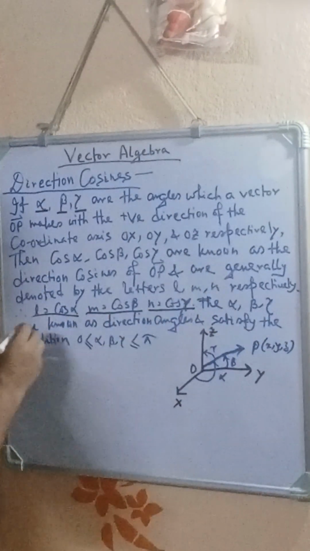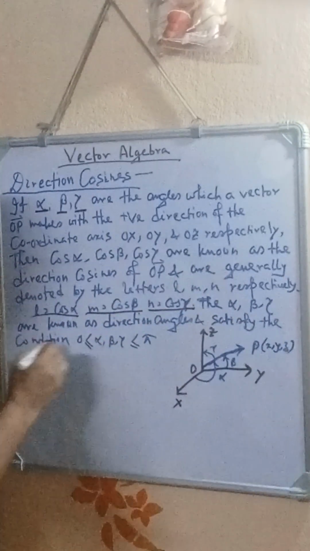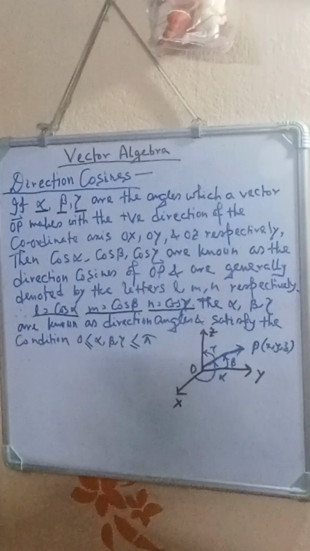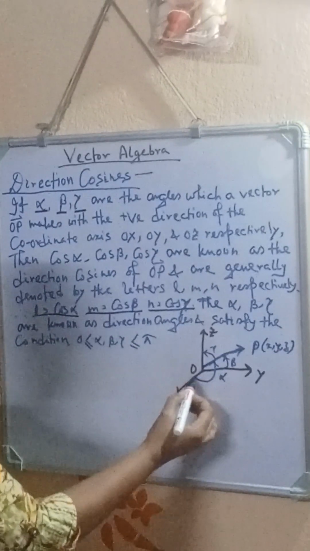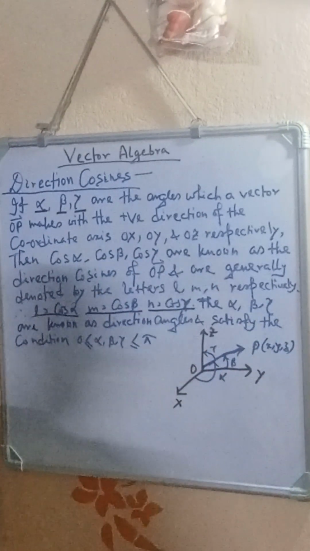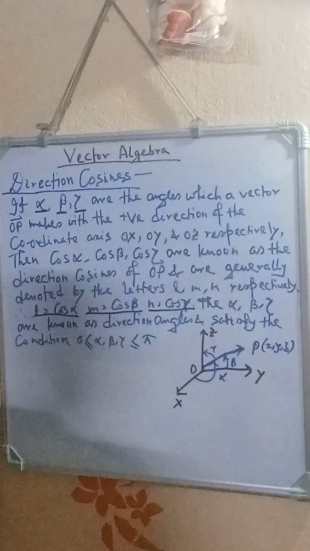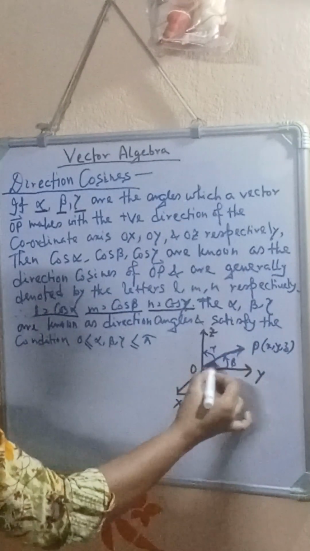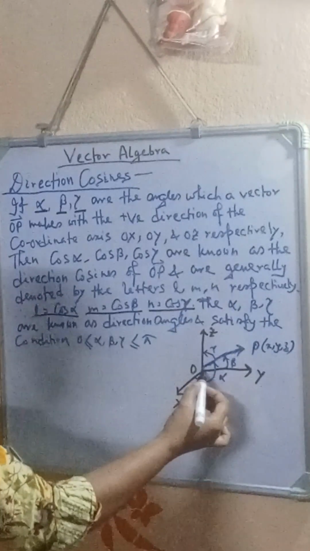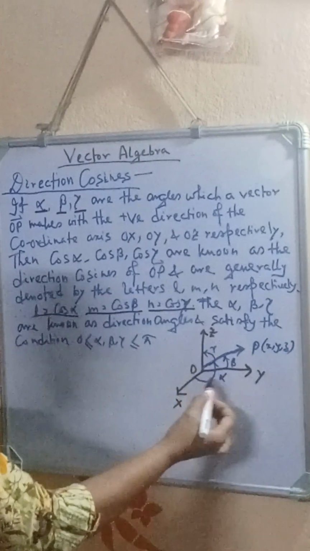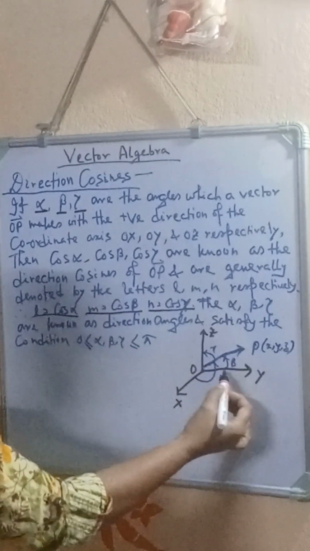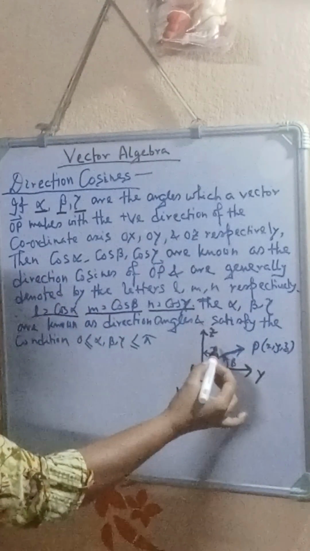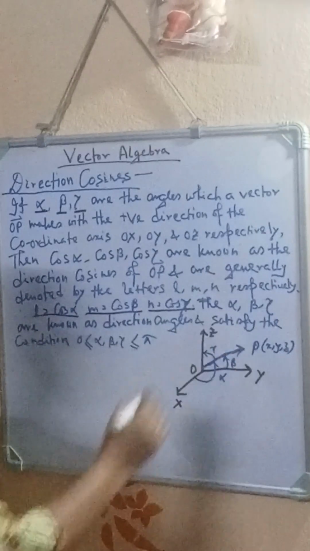The alpha, beta and gamma are known as the direction angles and satisfy the condition 0 less than or equal to alpha, beta, gamma less than or equal to pi. Here the coordinate axes are OX, OY and OZ. The angle between any two coordinate axes is always 90 degrees. For the direction cosine of the vector OP, the angle between OP and OX is alpha, the angle between OP and OY is beta, and the angle between OP and OZ is gamma. Therefore, cos alpha, cos beta and cos gamma are the direction cosines of the vector OP.